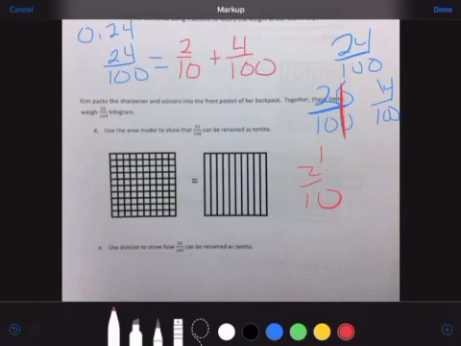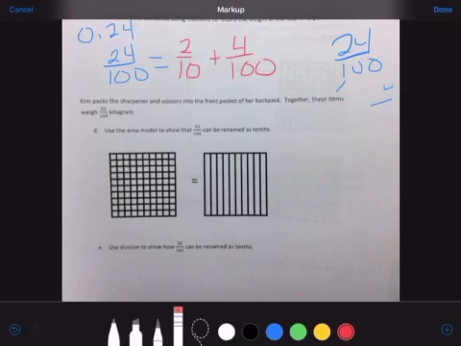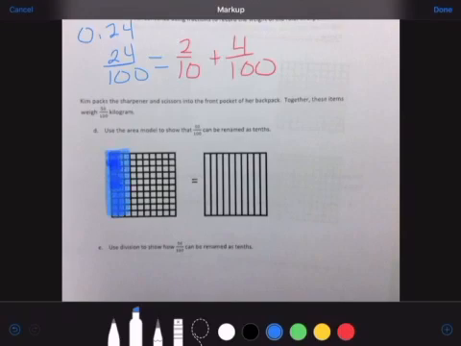Now let's look at D. Kim packs the sharpener and scissors into the front pocket of her backpack. Together, these items weigh 50 hundredths kilogram. Use the area model to show that 50 hundredths can be renamed as tenths. So as I go, I could count in my hundredths chart 1, 2, 3, 4, 5, 6, until I got to 50. But wow, that would take a long time. So it's a little nicer if I can just go 10, 20, 30, 40, 50 of those tiny little boxes.